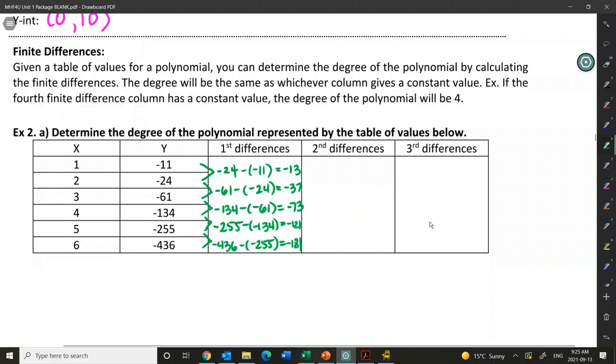Okay, so I've now got my column of first differences. I can stop as soon as they are all the same number. These ones are not all the same number, so I'm going to go to the next set of finite differences, which will be the second finite differences. And I use the first finite differences, and I just do bottom minus top again as we go along. So I'll do negative 37 minus negative 13.